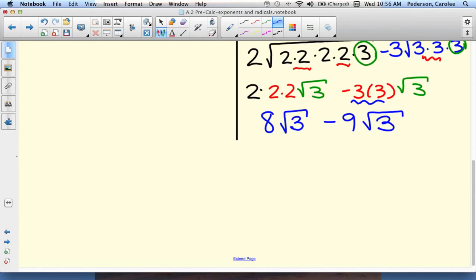Notice now, with all that work, these are considered like radicals. They have the same index of 2 and the same radicand of 3. So we combine the coefficients as 8 minus 9. 8 minus 9 is negative 1, and then we still have the square root of 3.